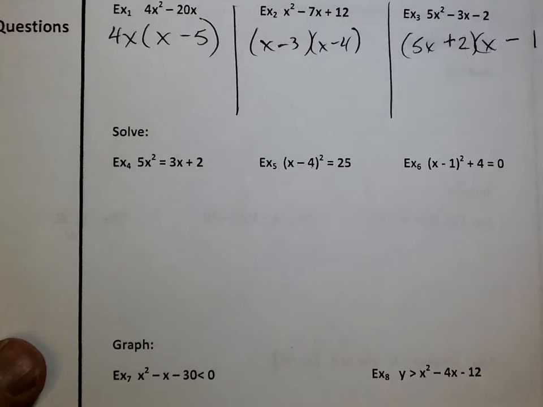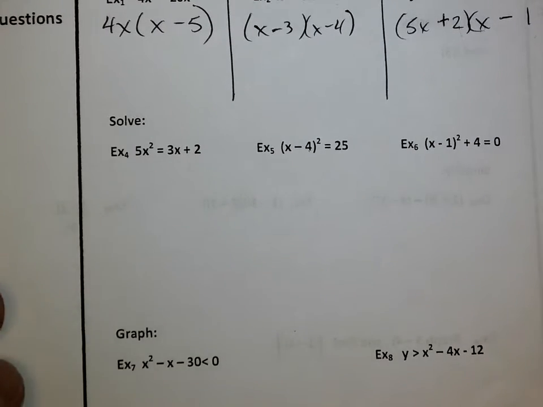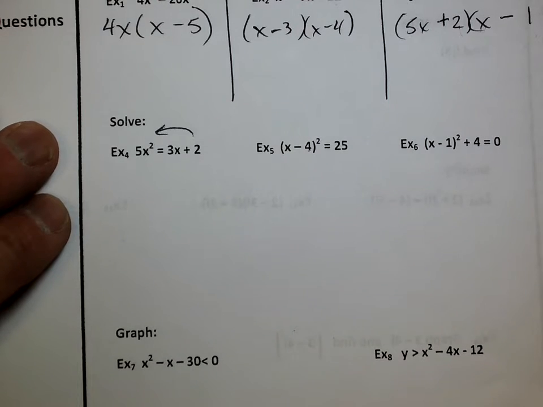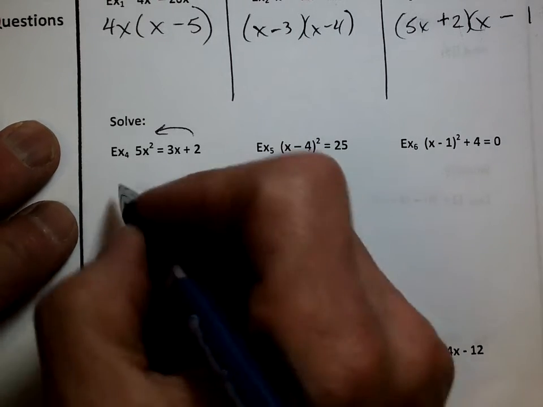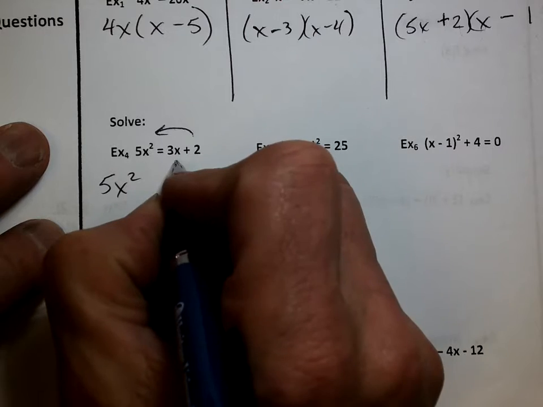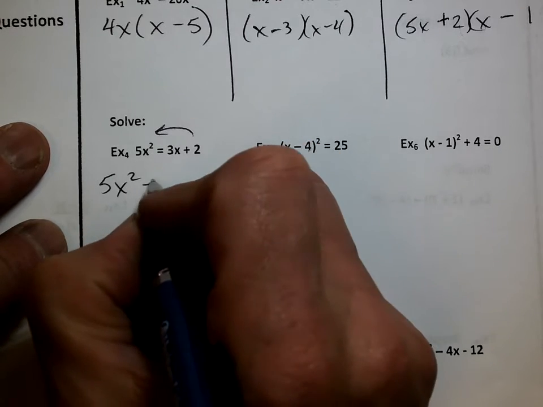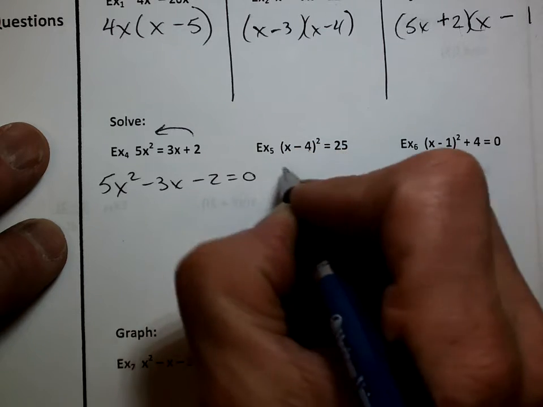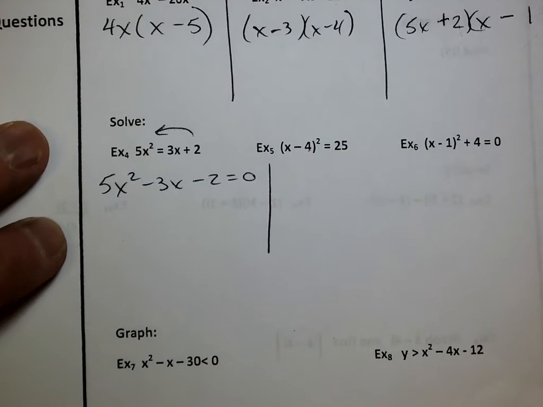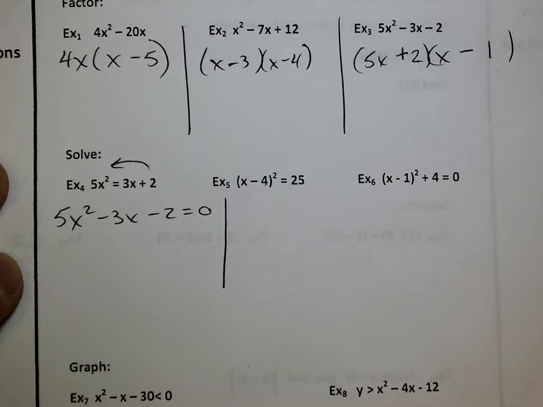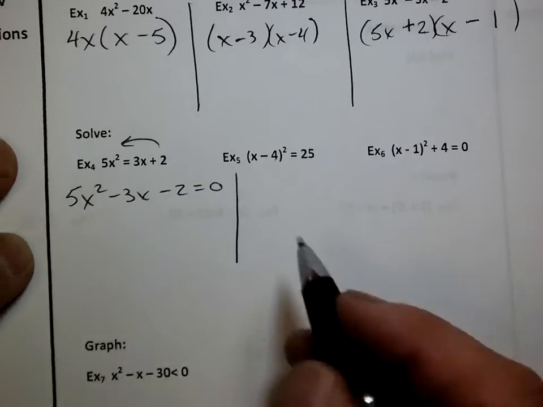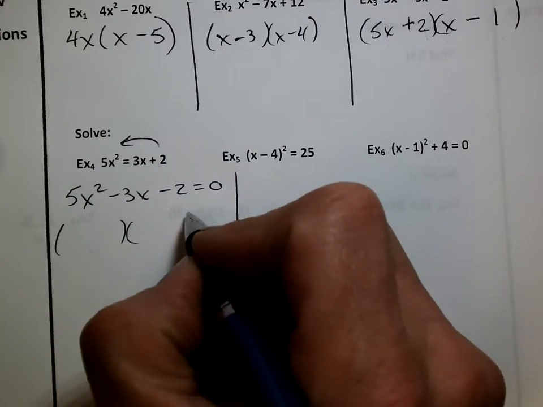Number 4. I'm going to bring everything over so I can go ahead and factor it. So I've got a 5x squared. I'll have to subtract 3x to bring it over. I'll have to subtract 2 to bring it over and set it equal to 0. Oh my goodness, is it the same one we just did up above? Oh, that's sweet. So factoring's easy. We just factored that one, didn't we? I like that. I did that on purpose, you think.